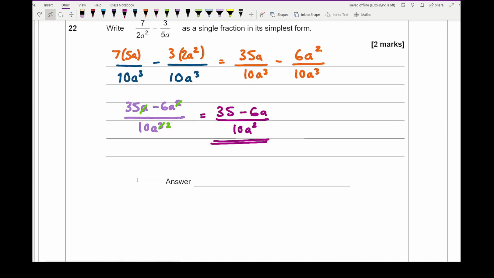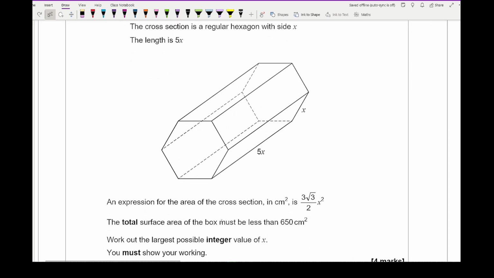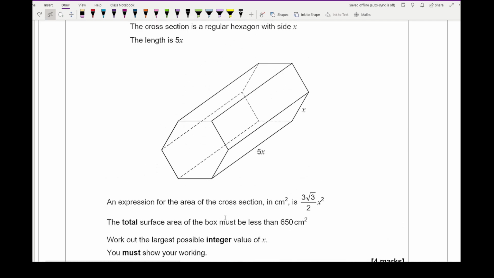There we go. Moving on to question 23, it says that a chocolate box in the shape of a prism is being designed. All lengths are in centimetres. The cross section is a regular hexagon with side x, and the length is 5x. An expression for the area of the cross section in square centimetres is 3 root 3 over 2 x squared. The total surface area of the box must be less than 650 square centimetres. Work out the largest possible integer value of x, and you must show your working out.